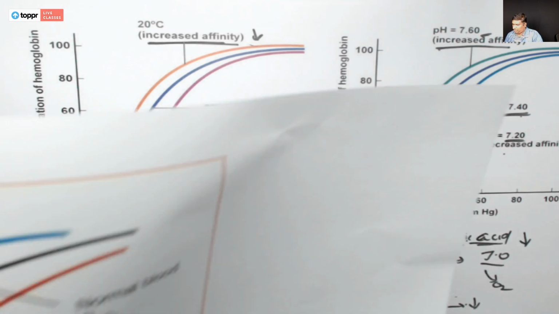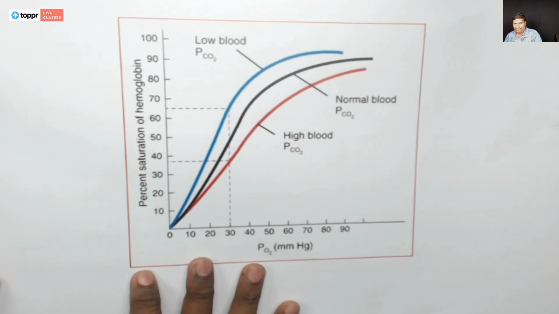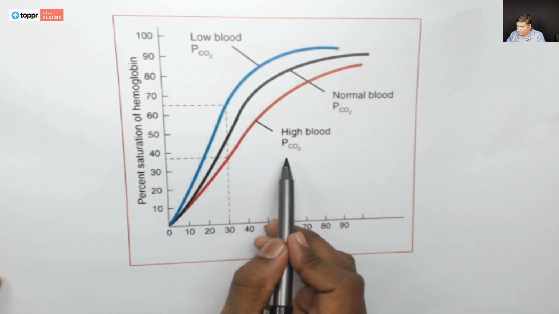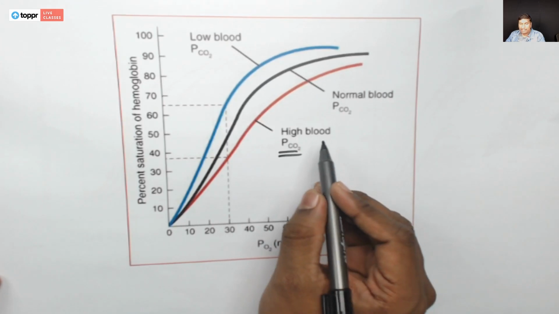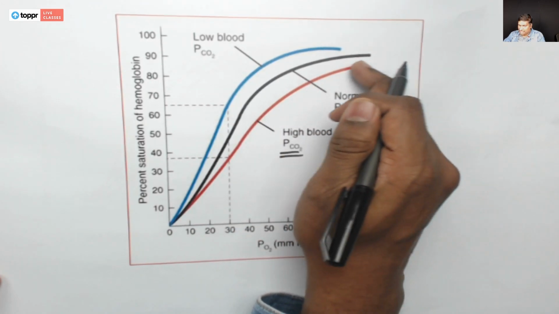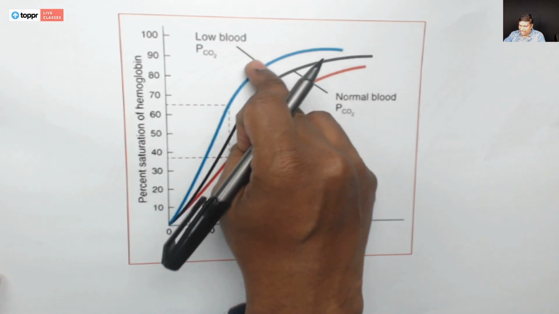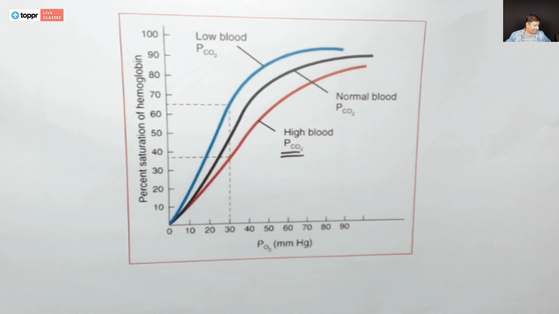In the meantime, just look at this graph. This is in the case of normal blood, and when the partial carbon dioxide concentration increases, you see the saturation curve going down. When the carbon dioxide concentration decreases, you see the graph going up. Okay, just give me 1 second.